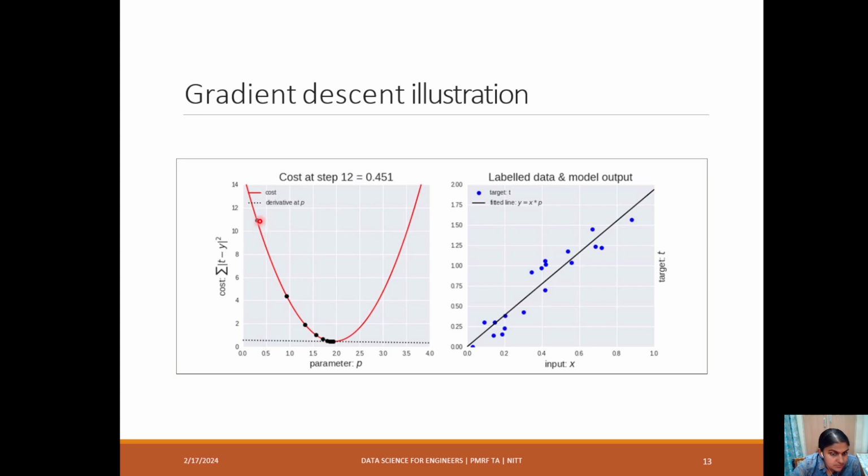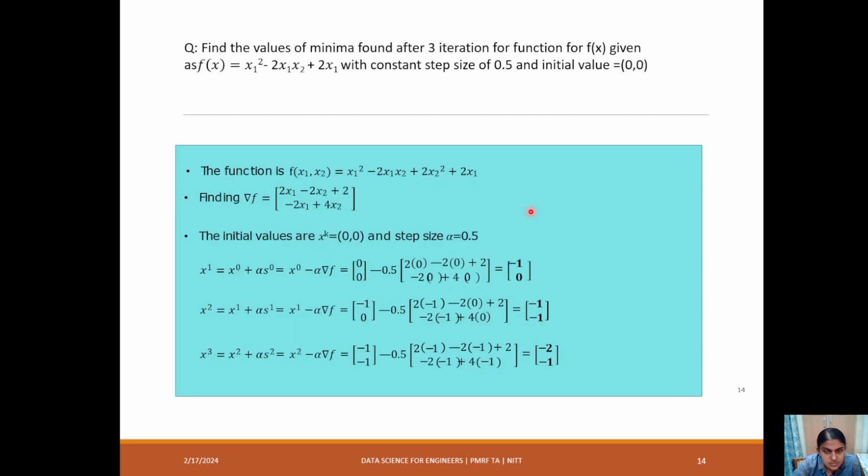Then if it's a very big learning parameter, it will take huge steps. It will shorten the time, but your answer might not be accurate. Then the label data and model output, and the fit line according to that. So these are just some figures.